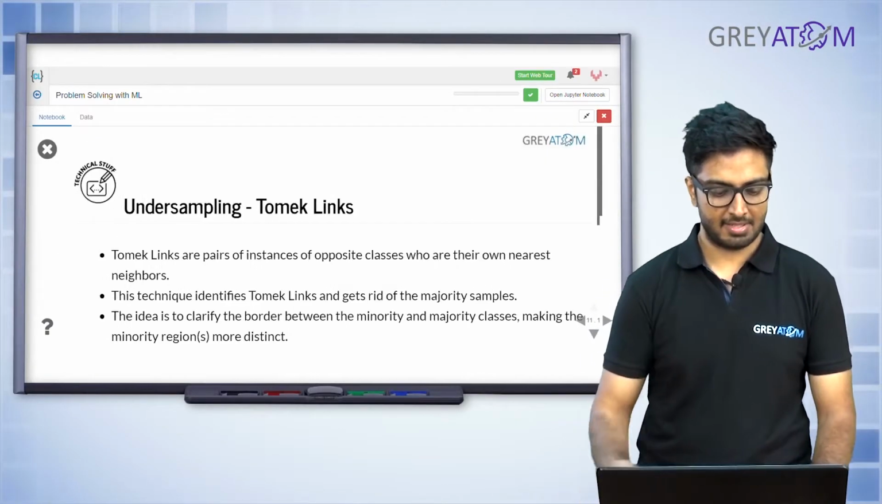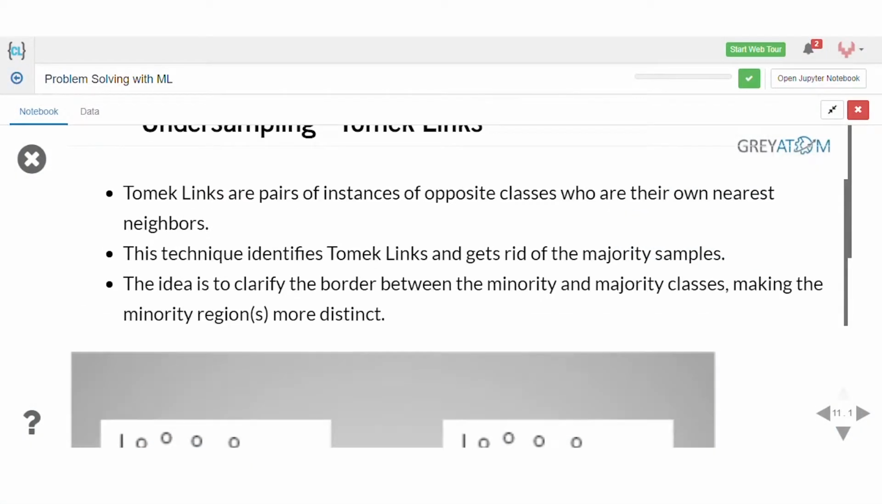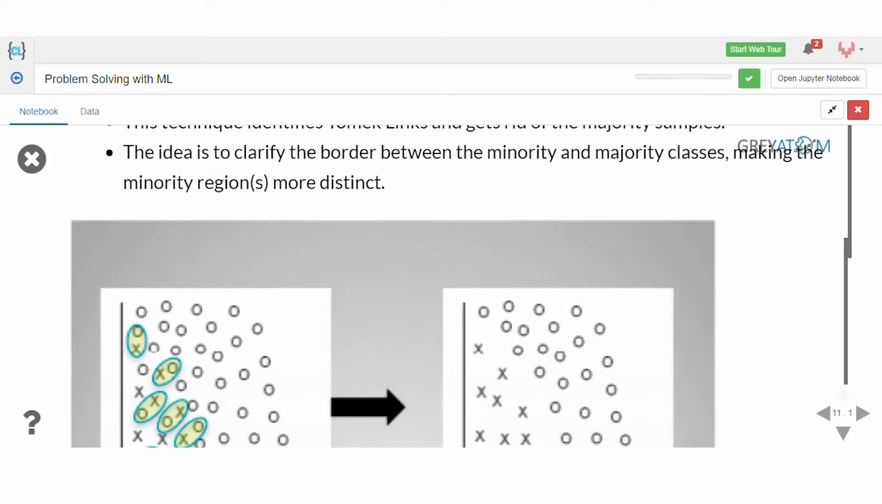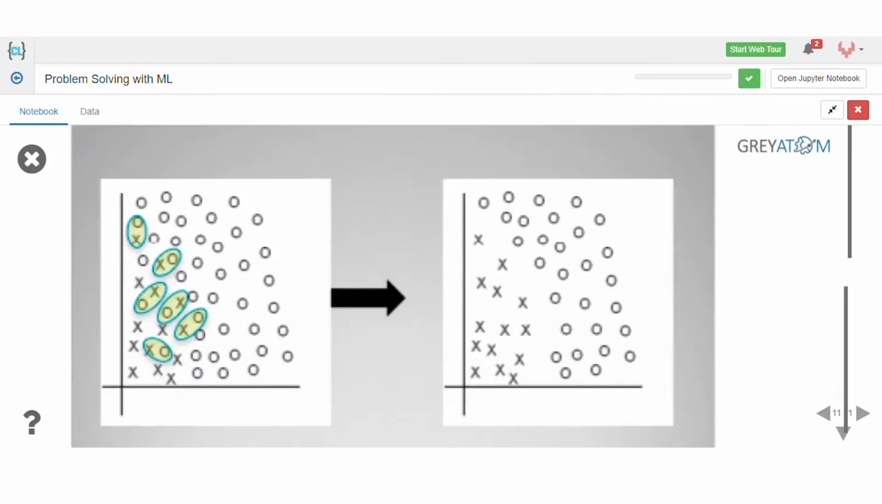Now let's go and understand the third and final undersampling concept, which is called Tomek Links. Tomek Links is basically about getting rid of some majority class examples. But how you do that is the question.